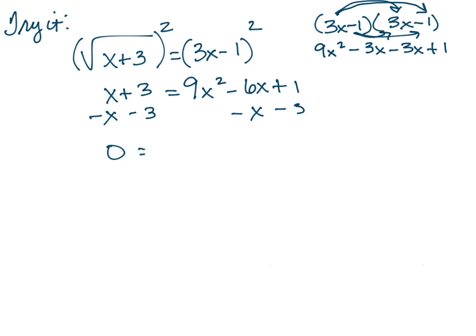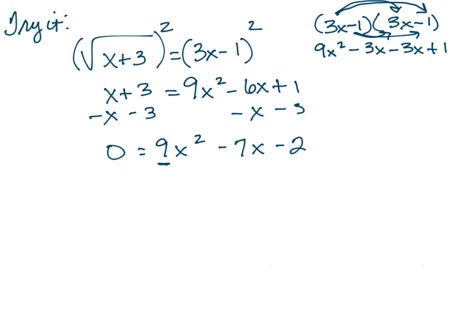So 0 is equal to 9x squared minus, what's 6 minus 1? Minus 7x. We're digging a deeper hole. Minus 2. Good. Everybody okay? Still breathing? Now, I do have a coefficient of x squared. So what's my move this time?